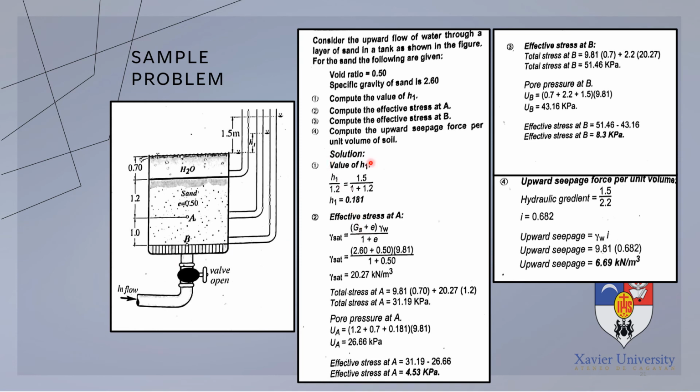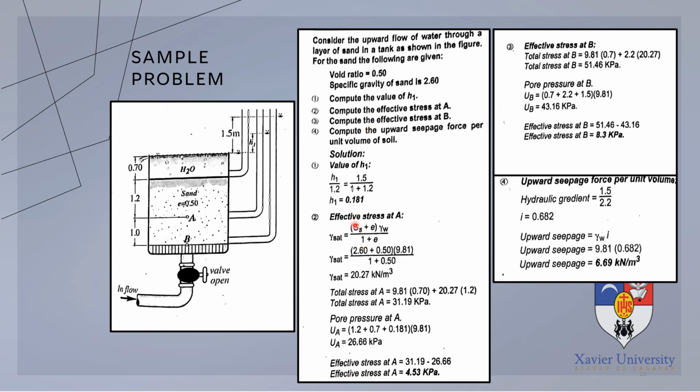So basically for the value of our H1, we are just going to have a ratio and proportion for our H1, which is from the piezometer inserted at point A. So the height H1 is to 1.2, and then 1.5, which is from the piezometer inserted at point B, is to the depth of the soil here, which is equal to 1.2 plus 1. So from that, we have the value of our H1, which is equal to 0.8181.